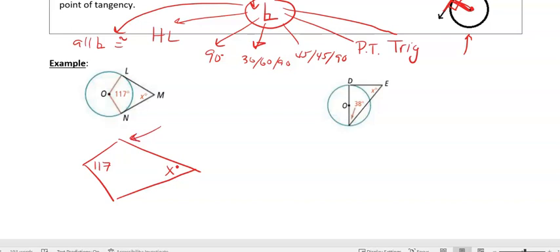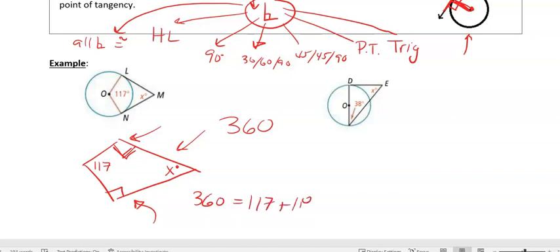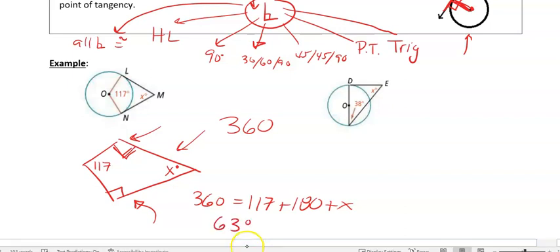Type of angles are these going to be over here? Right angles. They're going to be congruent angles that are both right. At this point, this is a four-sided figure. What is the sum of the interior angles of a four-sided figure? It is 360. So we know that 360 degrees is going to equal that 117 plus the two 90s together, which is 180, plus the x. And at this point, we can go over and someone with a calculator can do 360. It's 63. Great. So it's going to be 63 degrees left over.